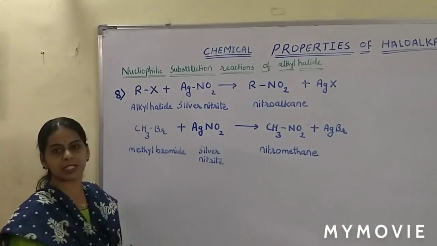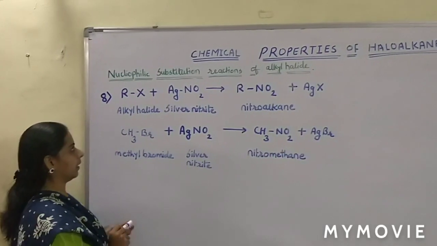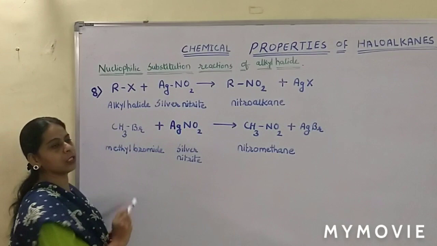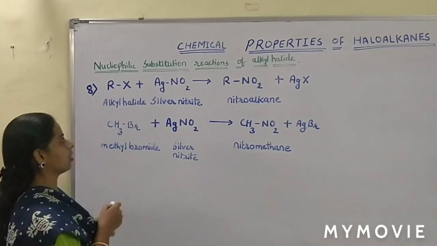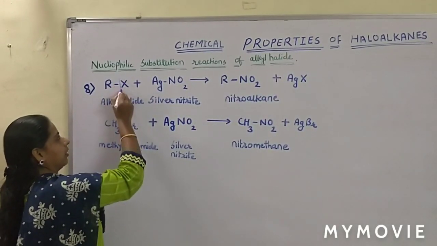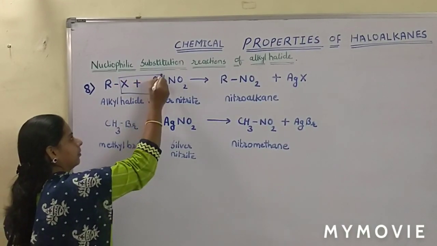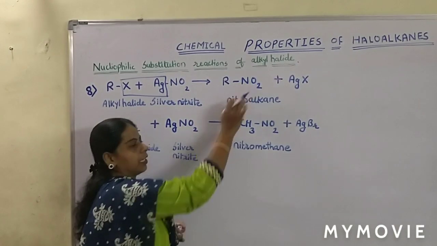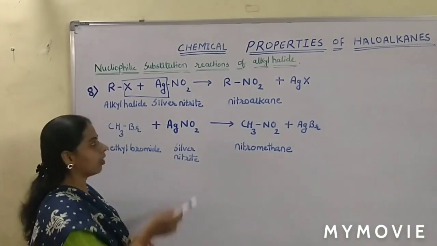The next reaction is alkyl halide reacting with silver nitrite. This is the formula of RX, that is alkyl halide, and the formula of silver nitrite is AgNO2. Now when the reaction is carried out between these two, this R is combined with the NO2 group and AgX will be the byproduct. So this is left behind and the main product is RNO2. The name of this compound is nitroalkane.